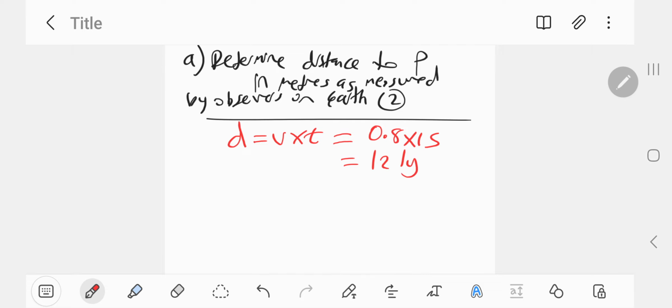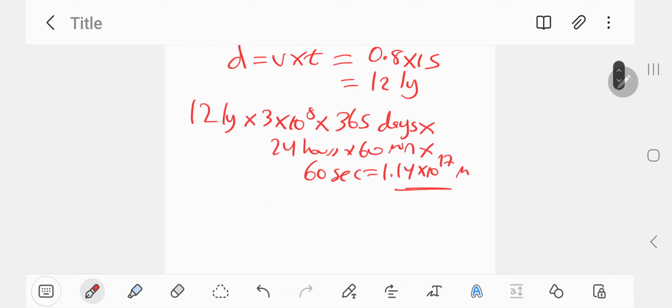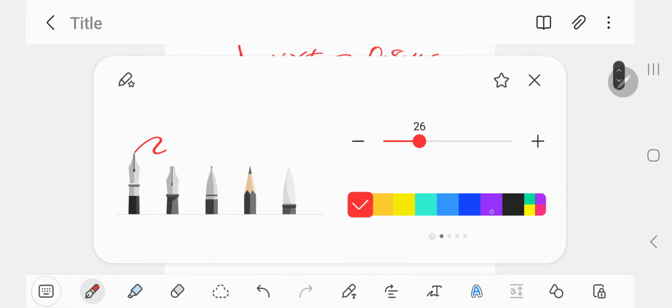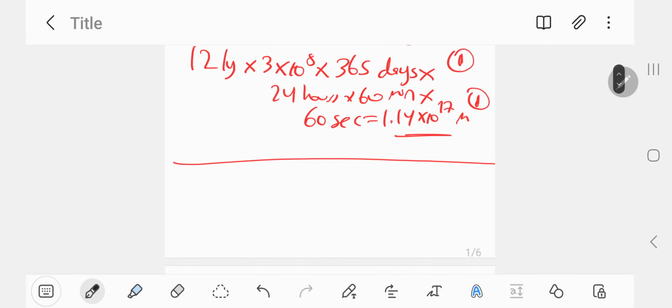Now to convert this into meters, we'll go 12 light years times 3 times 10 to the 8, that's the speed of light, times 365 days, times 24 hours, times 60 minutes, times 60 seconds. That's 1.14 times 10 to the 17 meters. So 1 mark for working out, 1 mark for the answer. That's A. Let's do B.